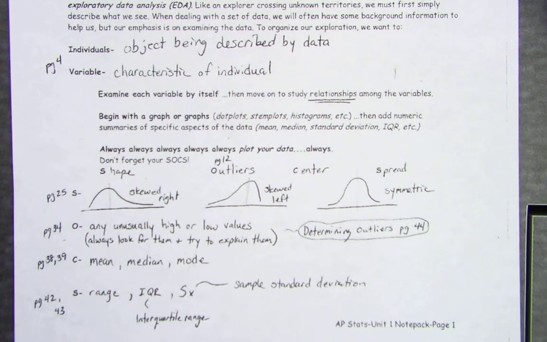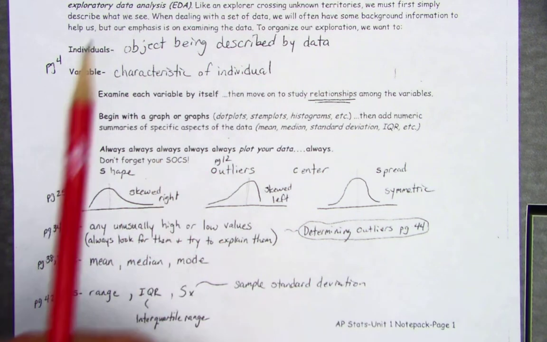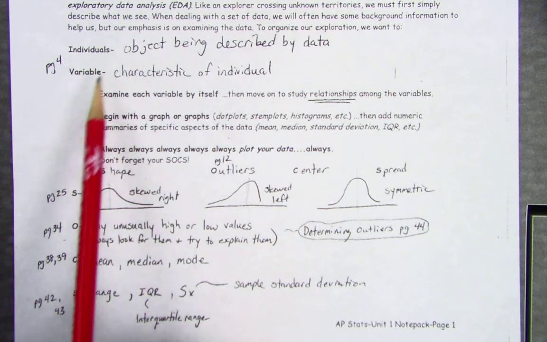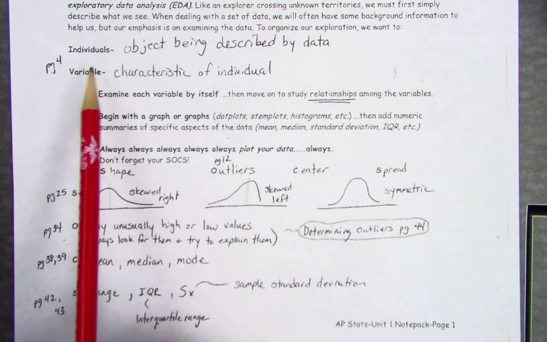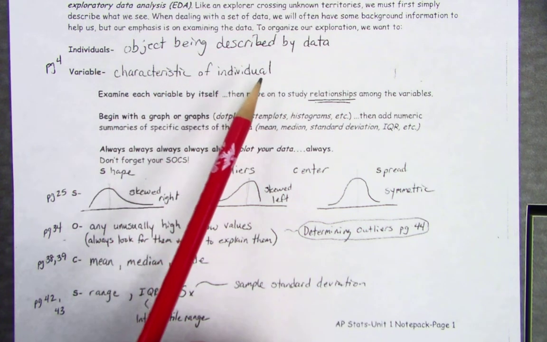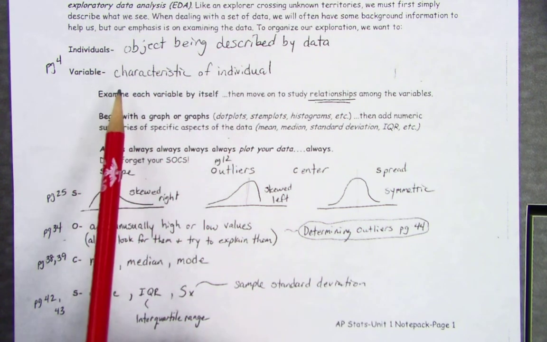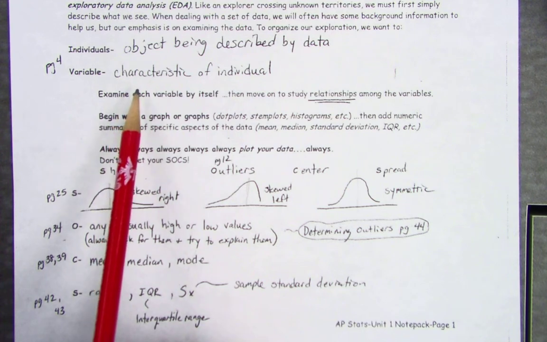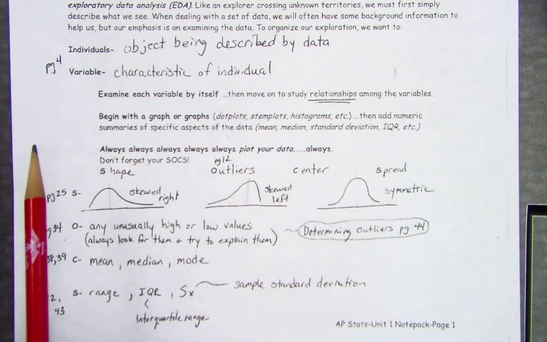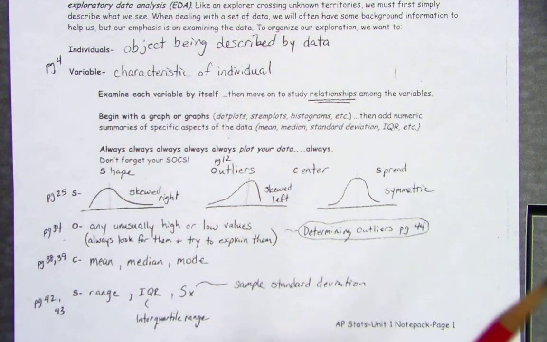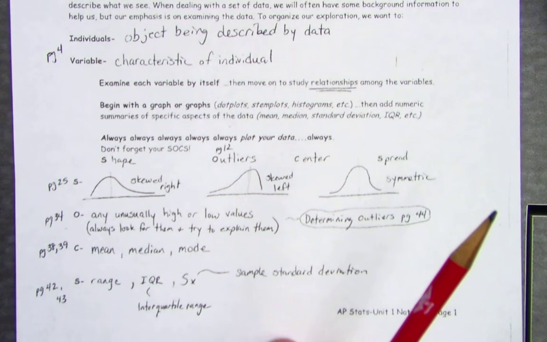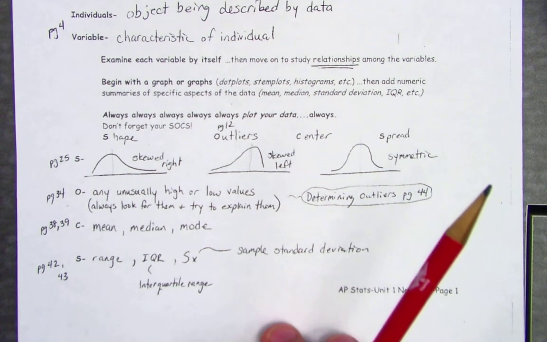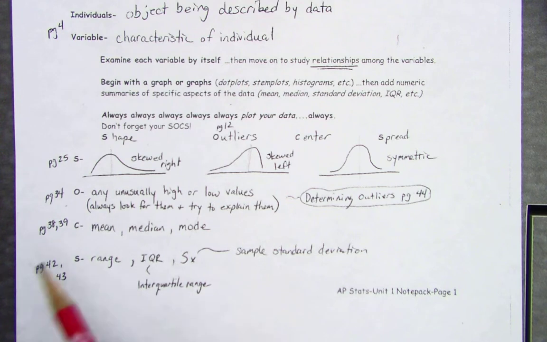Okay, this will be an overview of page 1 and 2 of our Unit 1 notes. We have two vocabulary words, individuals and variable. Individuals are the object being described by the data. A variable, in this case, is the characteristic of one of the individuals. We have some notes on the bottom that are basically describing a set of data.